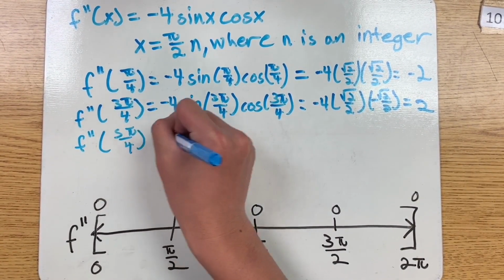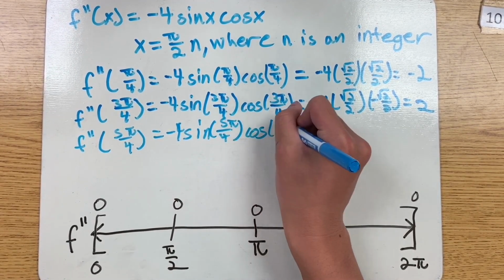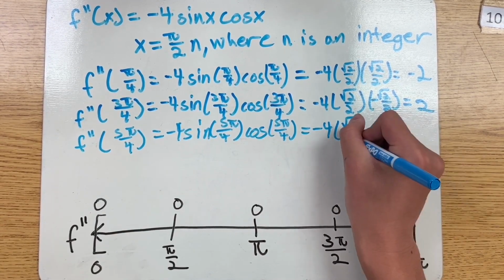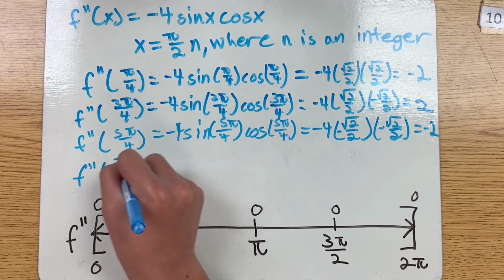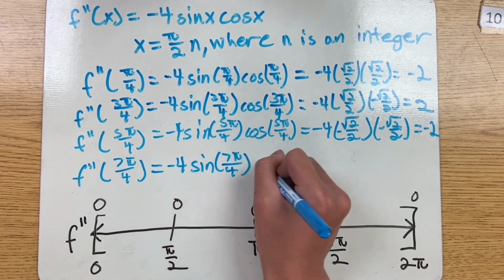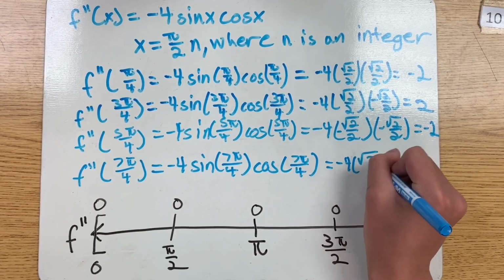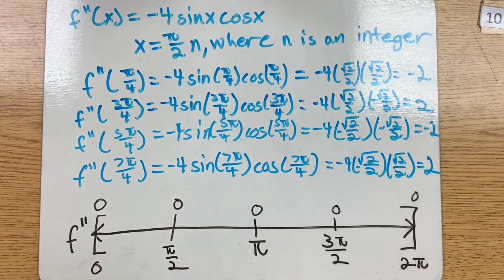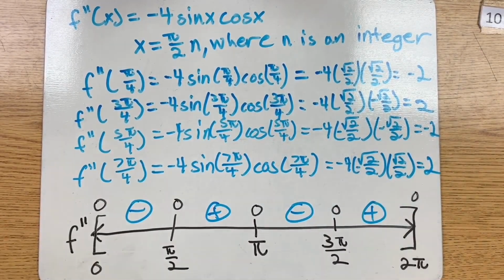For our next test point, we're going to use 5 pi fourths, which gives us -2, which means from pi to 3 pi halves, f double prime is negative. For our final test point, we're using 7 pi over 4, which gives us 2, which means from 3 pi over 2 to 2 pi, f double prime is positive. Now we fill in our number line accordingly, which helps us visualize the concavity of f.